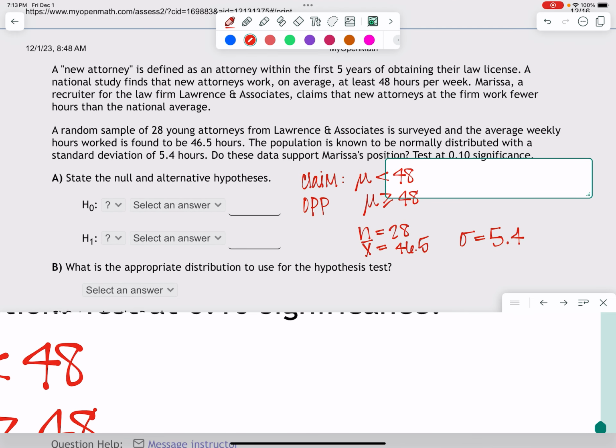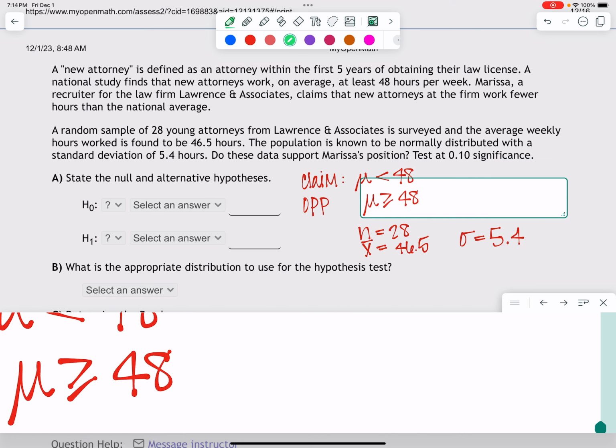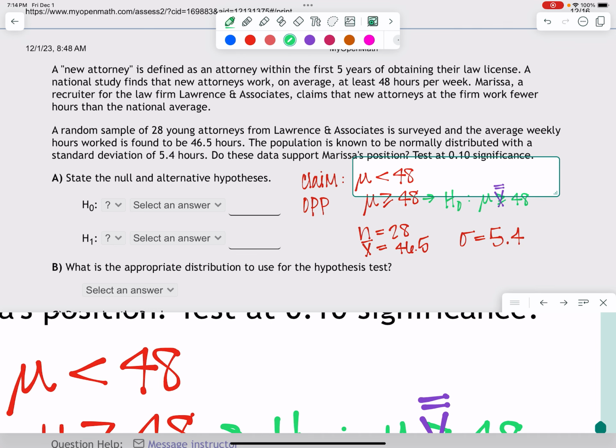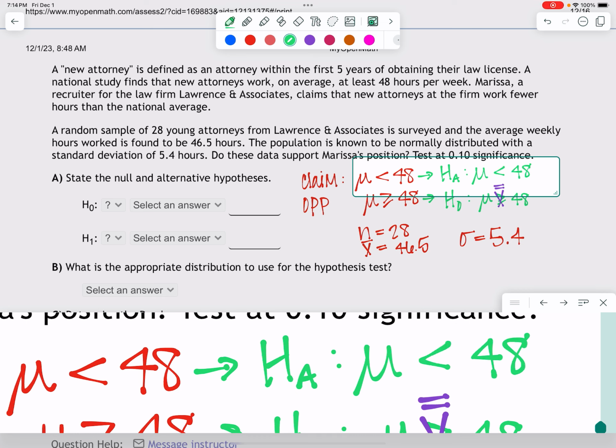When you pick your HO and your HA, it looks like the opposite of the claim is going to be your HO. So that would be mu. Normally it would be greater than or equal to 48, but we switch the greater than or equal to an equal sign. That makes the original claim the HA. And we would have mu less than 48. Make sure you mark that as your original claim so that later when you're comparing your P to alpha, you know which way to go on your chart.